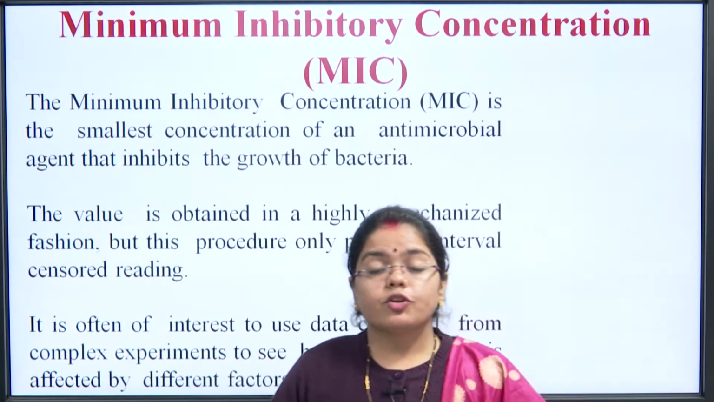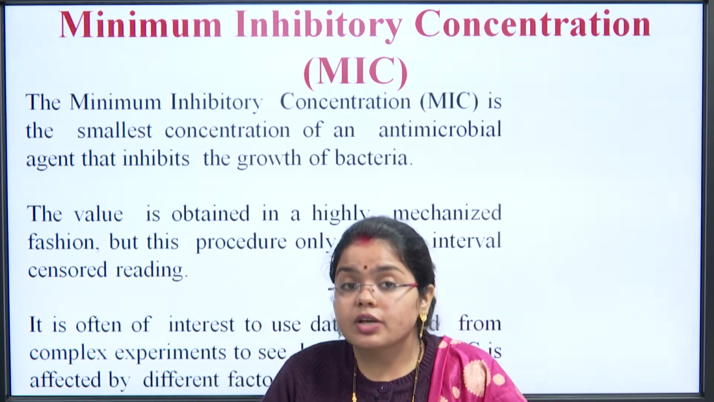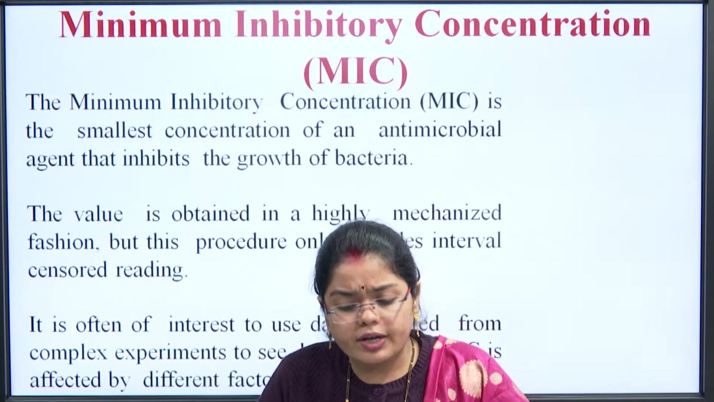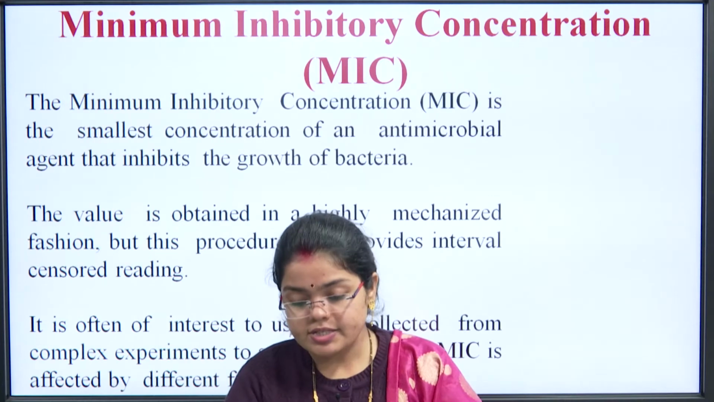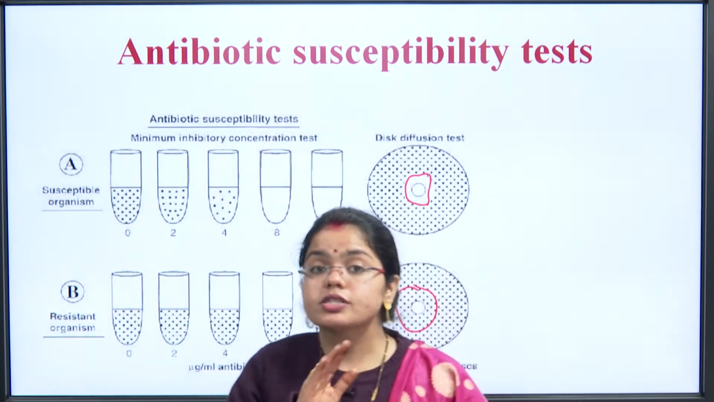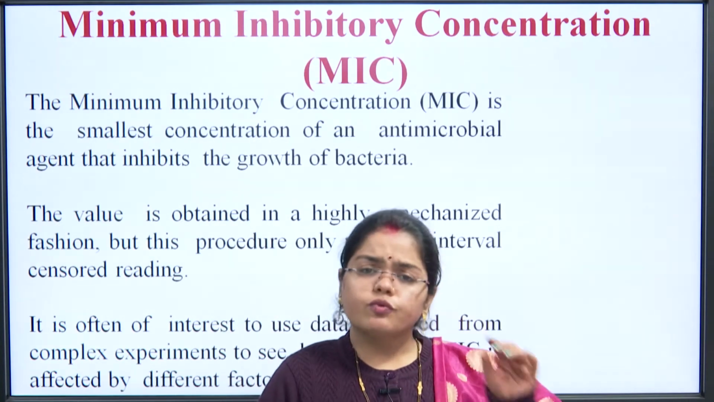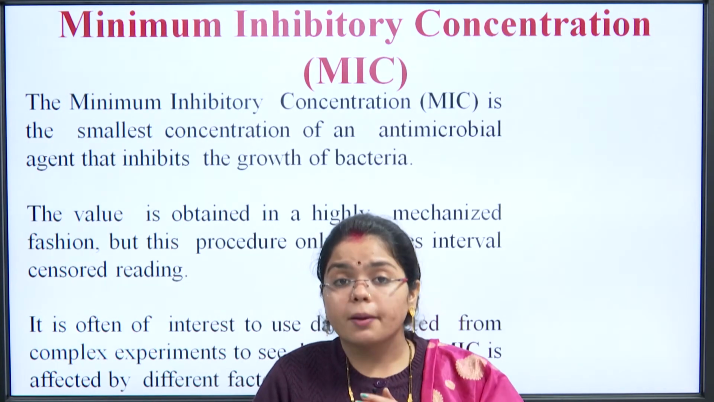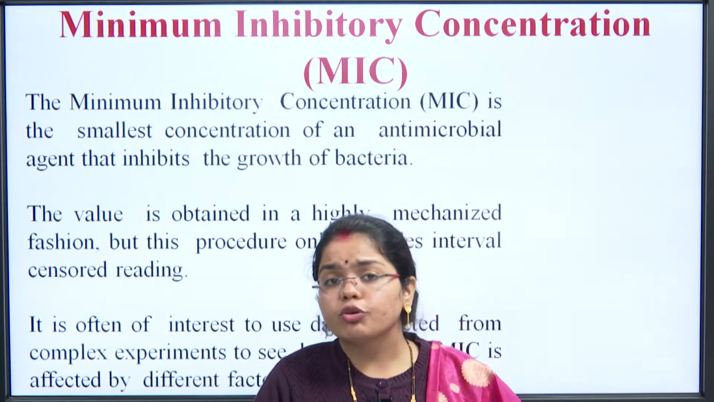Then what is minimum inhibitory concentration? It is a very important concept in pharmaceutical microbiology while we are studying the susceptibility of an organism. Minimum inhibitory concentration is the smallest concentration of an antimicrobial agent that inhibits the growth of bacteria. Like in the previous slide, this is the minimum concentration which is completely inhibiting the growth of the microorganism. So the smallest concentration required for an organism to be completely inhibited is called the minimum inhibitory concentration. Minimum means less, inhibitory means that no more growth would be there.